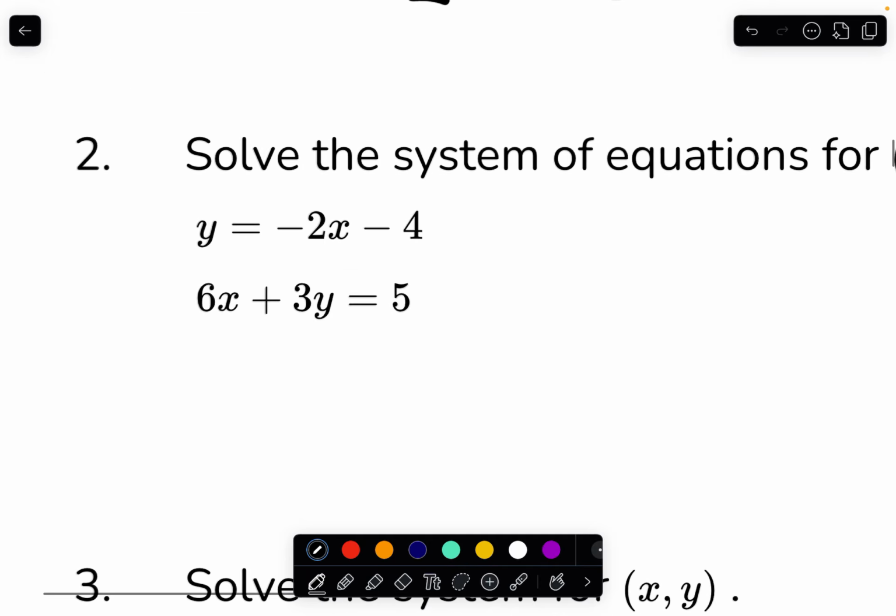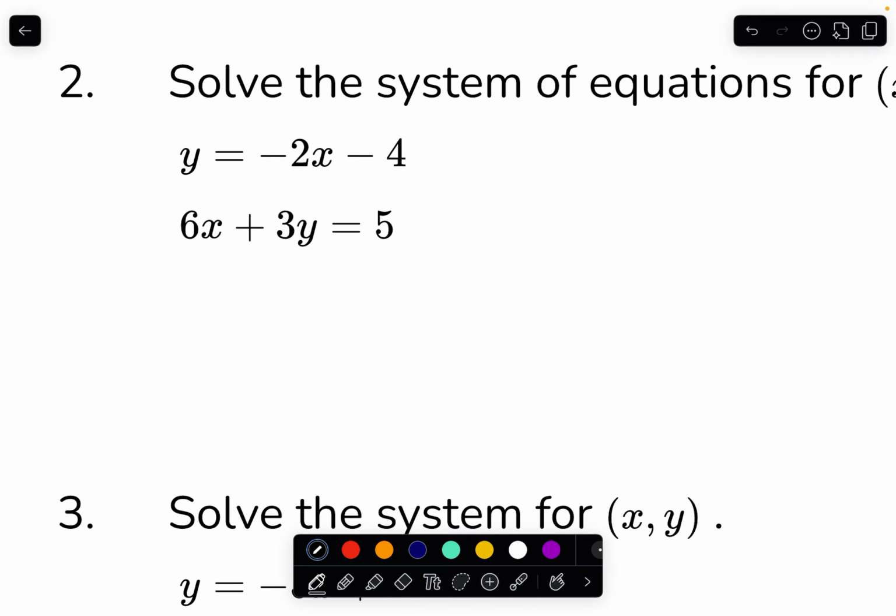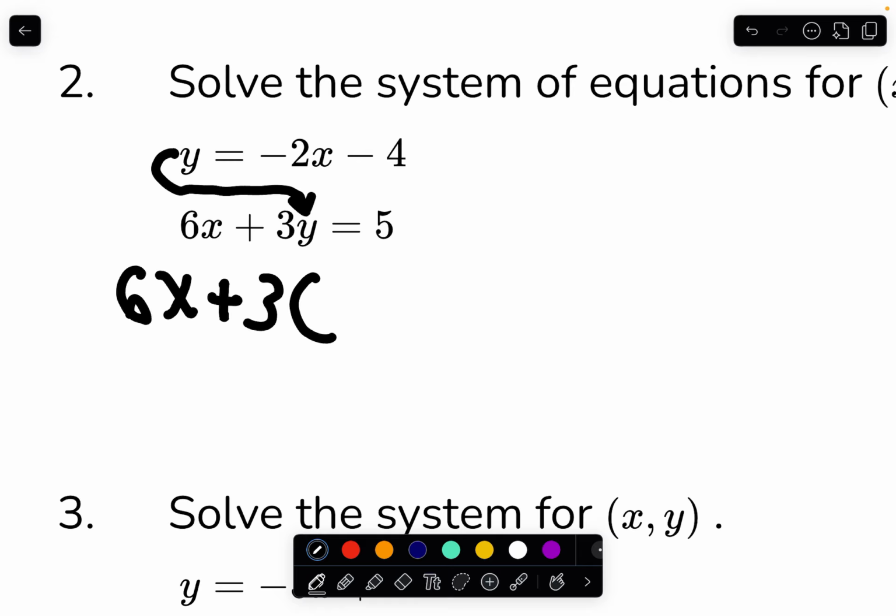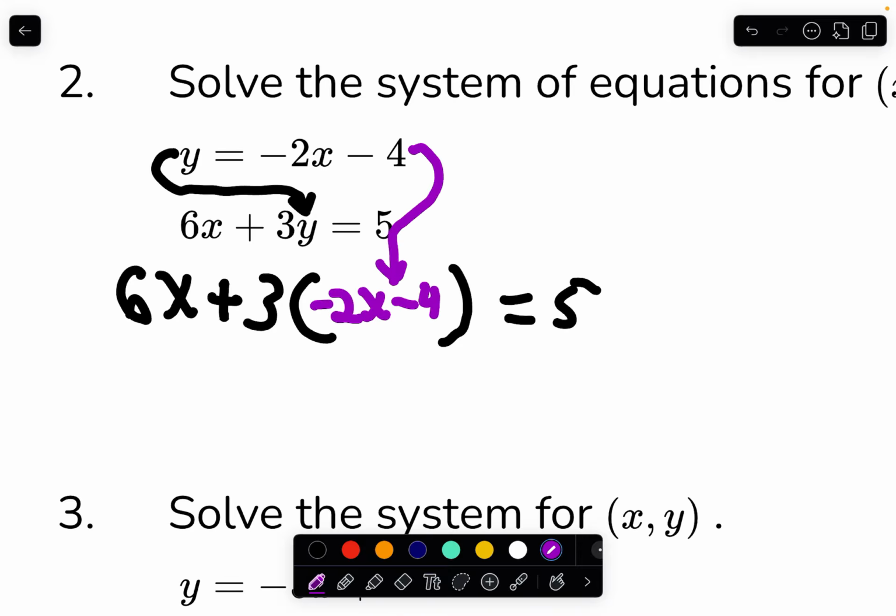Well, the first one looks to be pretty straightforward. All you have to do is use substitution. Take this y and put it in there. So we got 6x plus 3, parentheses, equals 5. The parentheses is y. Y is this. I'm going to use a different color. So y equals negative 2x minus 4. I just took that and plugged it in there.